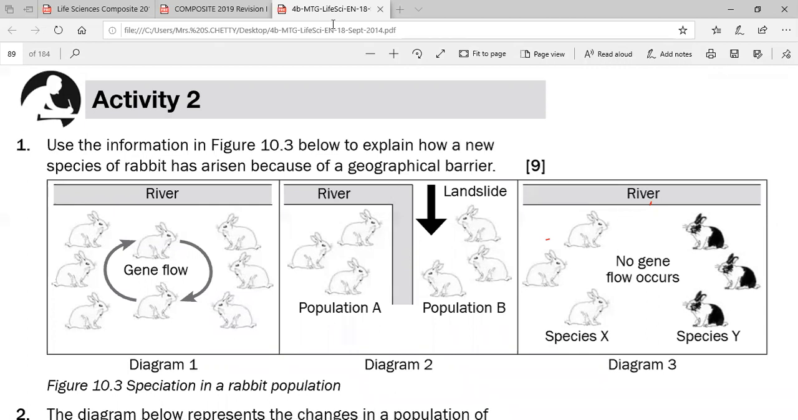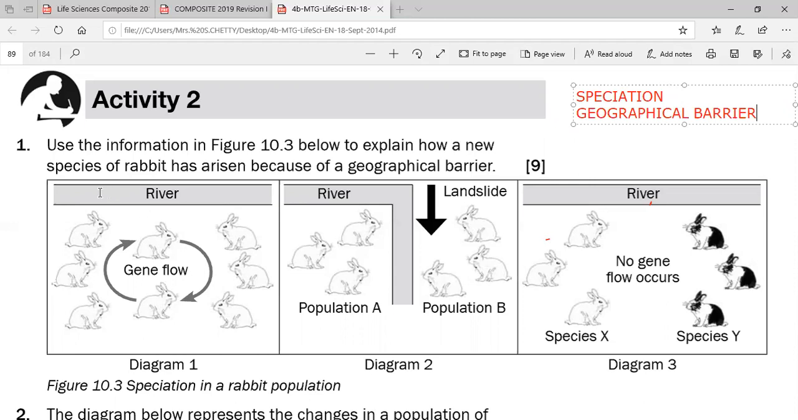Just to repeat about speciation, my dear children, this is a process by which a new species is formed, and that is because you have a geographical barrier. You got to know what is a geographical barrier. The geographical barrier separates a population into two subpopulations, like population A and B, and then natural selection occurs independently in the environments, and they become genotypically and phenotypically different from each other.